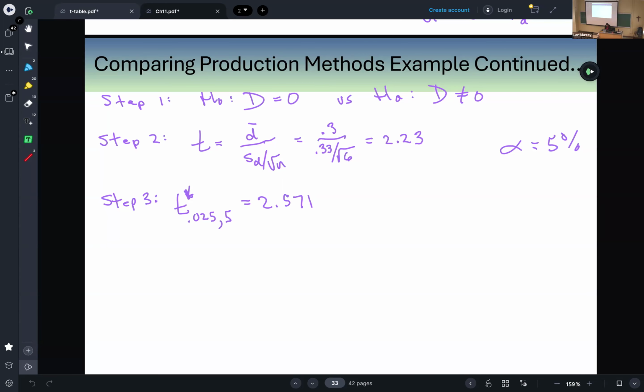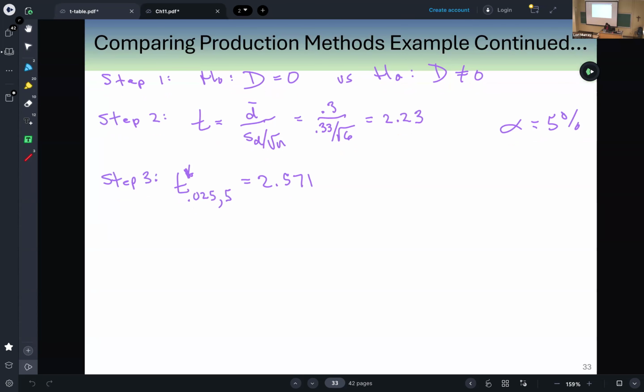So we're going to look at step 4. We compare these and ask, is this greater than this? Since the observed T, is it greater than the critical value T? No. In this case, it's a no. The observed T is not greater, because it's 2.23, and the critical value T from the table is 2.571.